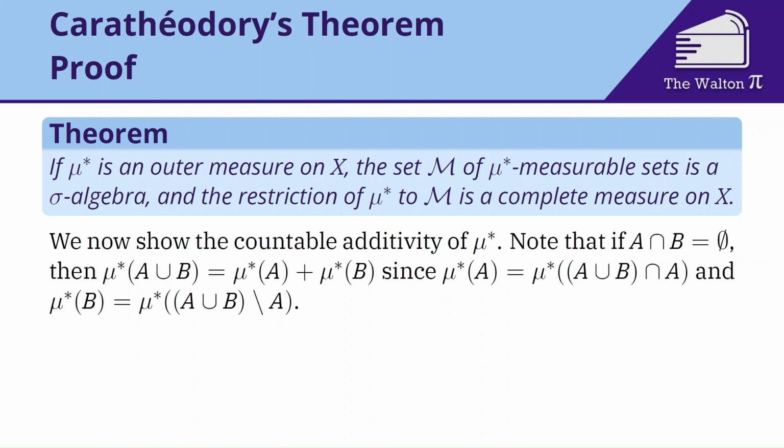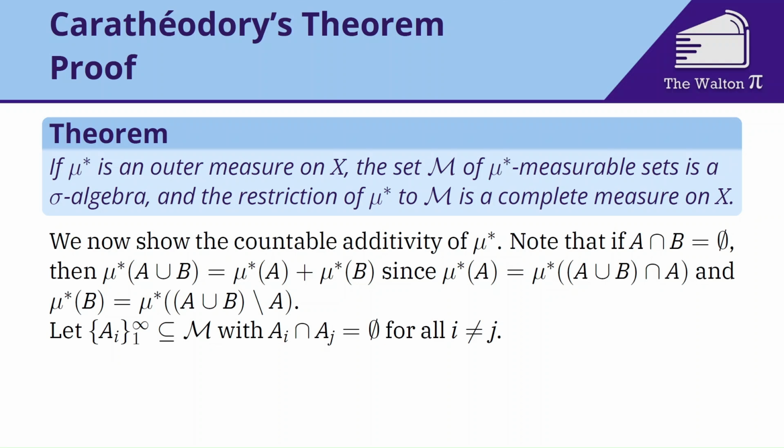To show countable additivity, which tells us that it's a sigma algebra, we're going to need to do the following. Note that if A intersect B is empty, then mu star of A union B is mu star of A plus mu star of B, since mu star of A is mu star of A union B intersect A. And then mu star of B is mu star of A union B minus A, since their intersection is empty. So we're actually able to get this additivity.